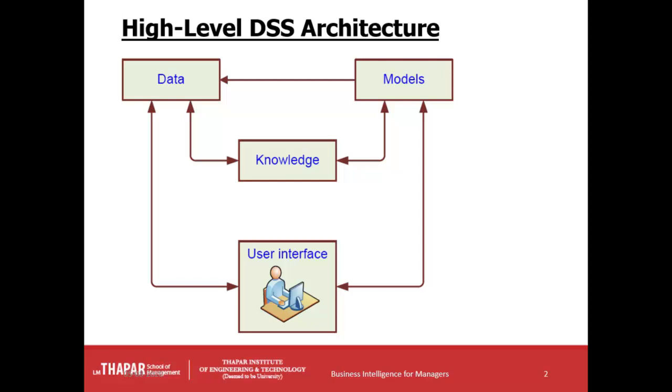The data is the key thing which gets processed with the help of different mathematical models which are there at the back end to create some kind of knowledge. This knowledge can be tacit knowledge or it can be explicit knowledge as well. So we have four key elements: user interface, data, models, and knowledge.